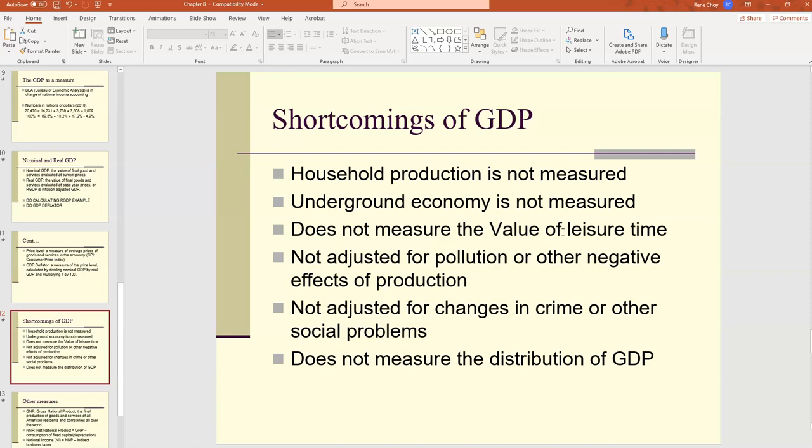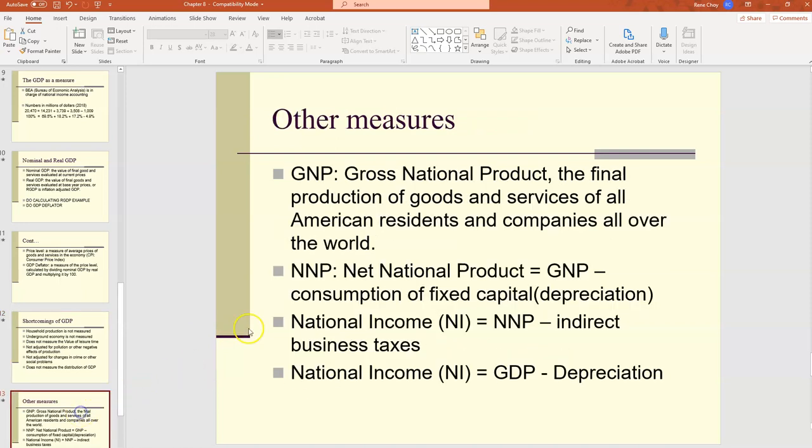All right, leisure time is what people really want. So people want to do whatever they want with their life. So leisure is not being measured in GDP. GDP measures work time. It measures production. GDP is also not adjusted for pollution or other negative side effects. It is also not adjusted for any changes in crime or social problems that may develop because of GDP. And it doesn't measure the distribution of GDP very well. In other words, income distribution, things like that.